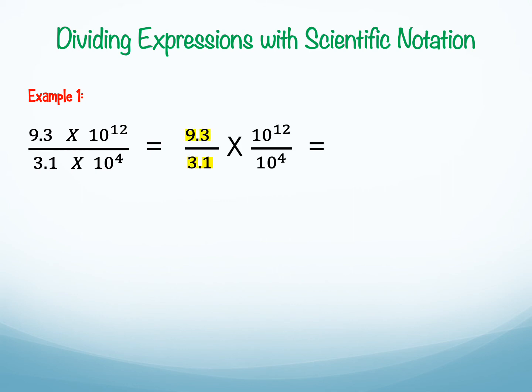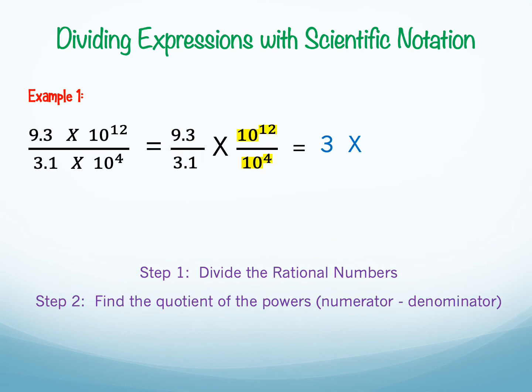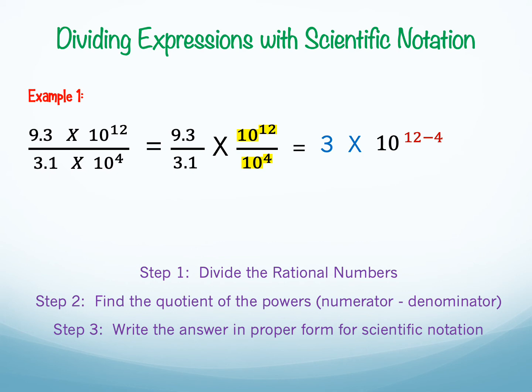To start with, we're going to divide the coefficients. 9.3 divided by 3.1 is 3. And next we're going to divide the base 10 numbers. We see that we find the quotient of powers. We take the numerator exponent minus the denominator exponent, and we write the answer in proper form. 3 times 10 to the 8th power.